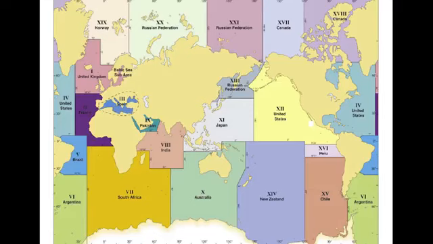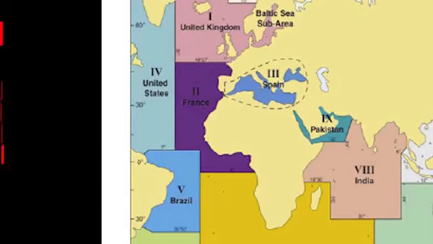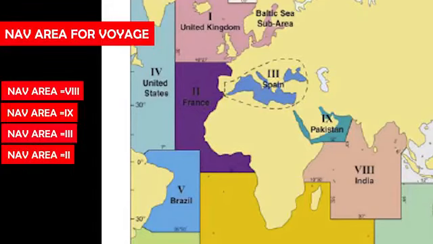Here you can see this is a world map where the world is divided into so many nav areas. These are all different nav areas. We don't have to worry about all the nav areas. We only look after the nav areas in which we are going to sail. We just have to worry about this. So in my present voyage, we are going to pass through nav area 8, 9, 3 and 2.